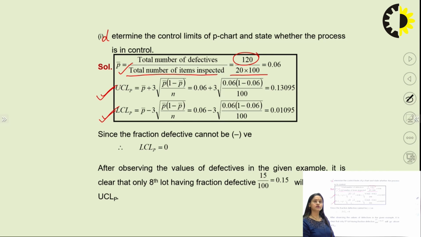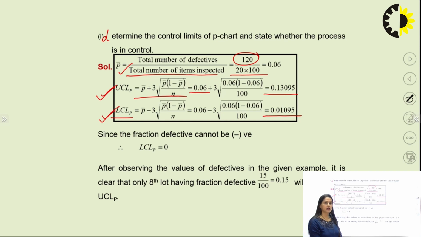In general, when Z is not mentioned in the question, then we take Z is equal to 3. It means upper control limit is equal to P bar plus 3 under root P bar into 1 minus P bar upon N, where P bar is 0.06, plus 3 under root 0.06 into 1 minus 0.06 upon 100, which will give us the value 0.13095, and lower control limit will become P bar minus 3 under root P bar into 1 minus P bar upon N, and we will get the value 0.01095.